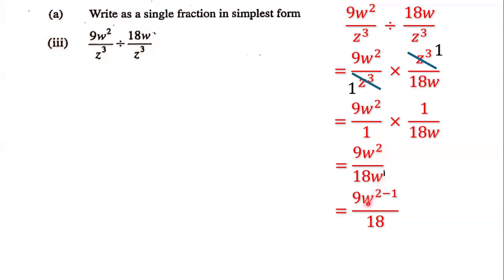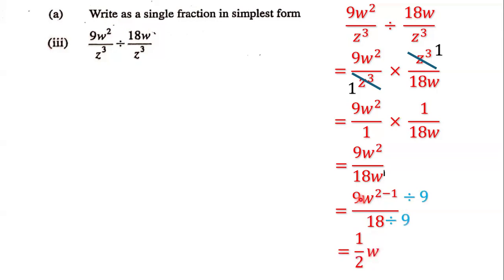And so we have w raised to the power of 2 minus 1. And when we subtract that, we get w. So w raised to the power of 2 minus 1 is simply w to the power of 1. And w to the power of 1 is just w.